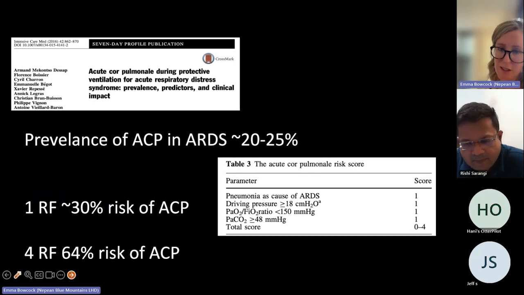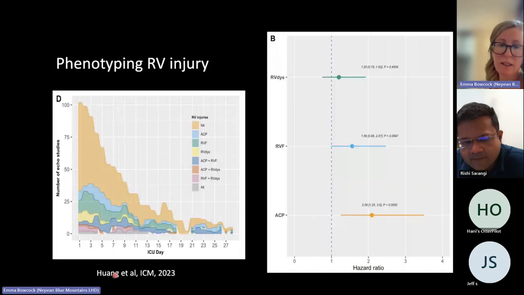So in ARDS, obviously this patient had the features of acute cor pulmonale from his ARDS. He did have a CTPA and it was negative for PE. And I think he had a little bit of chronic lung disease and a bit of mild pulmonary hypertension in the background. But we see acute cor pulmonale in ARDS around 20-25% of the time. These are the risk factors from the famous DeSapp paper: driving pressures more than 18, PF less than 150, CO2 more than 48, and if they've got pneumonia. And if they've got 4 of these things, then they've got a really high risk of developing acute cor pulmonale.